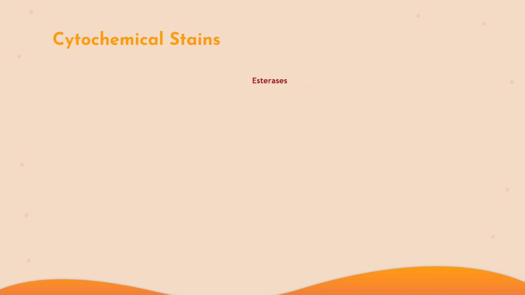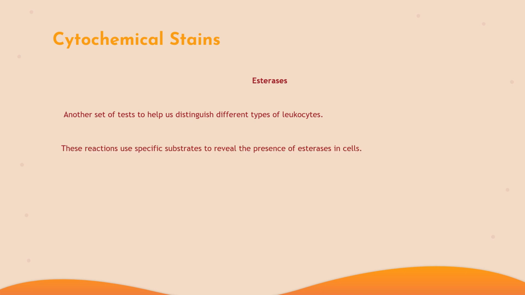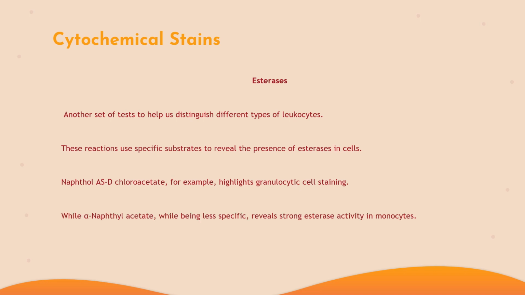Finally, let's delve into esterases, another set of tests to help us distinguish different types of leukocytes. These reactions use specific substrates to reveal the presence of esterases in cells. Naphthol AS-D chloroacetate, for example, highlights granulocytic cell staining. While alpha-naphthyl acetate, while being less specific, reveals strong esterase activity in monocytes. But wait, there's more. Alpha-naphthyl butyrate esterase staining offers a more specific but less sensitive reaction in monocytes.